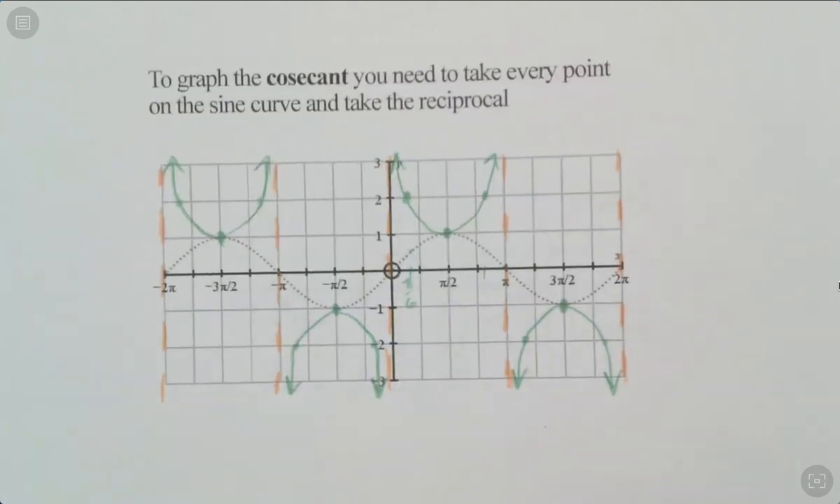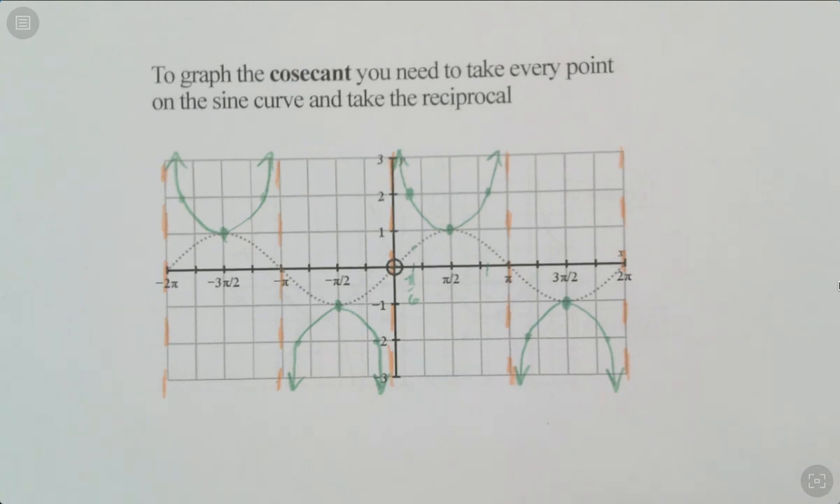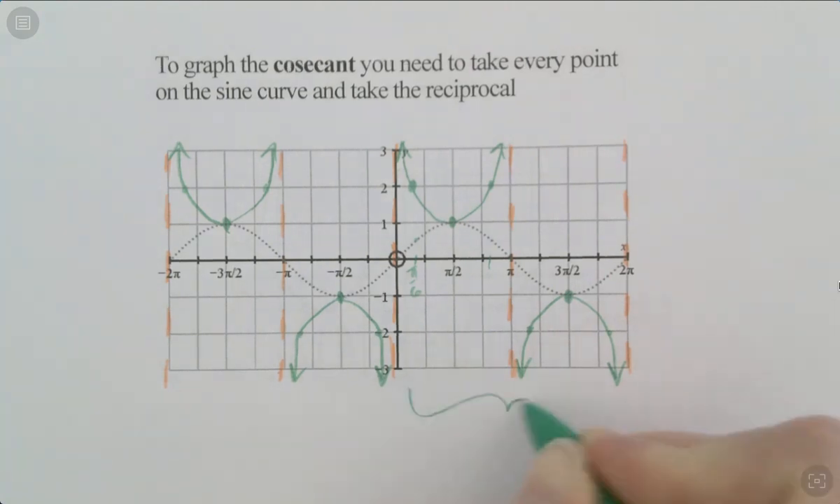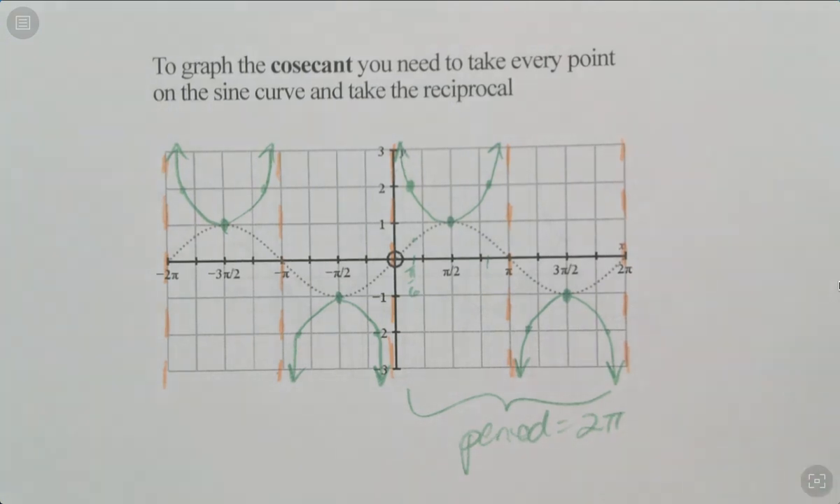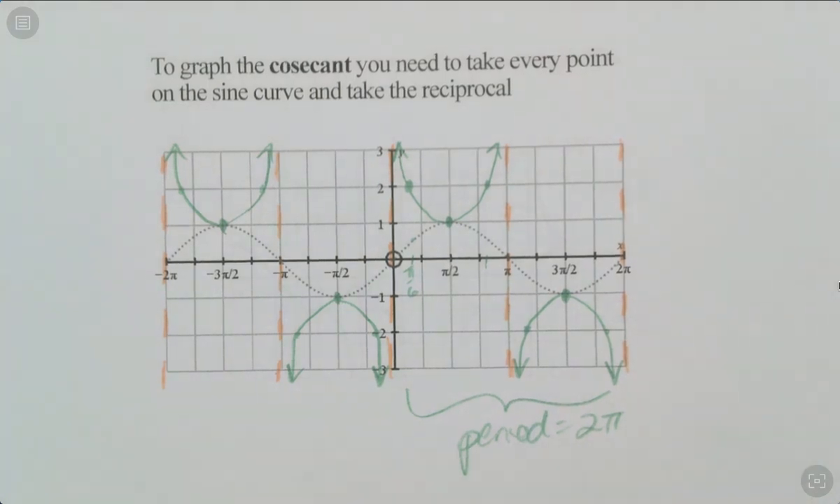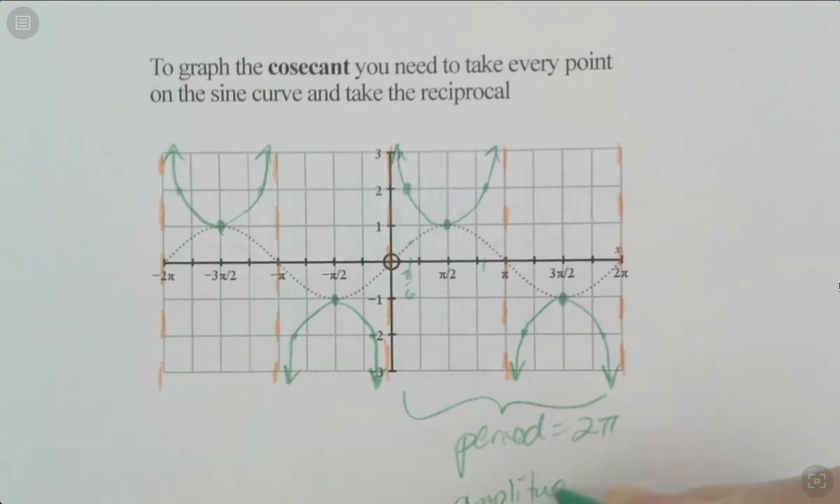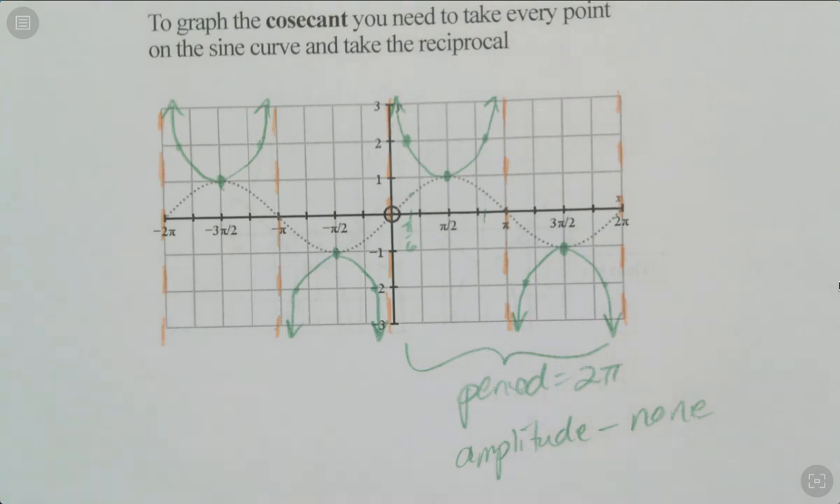What do we think about the period? Mm-mm. It's still 2 pi, because you have to have like one upward facing U branch and another downward facing one. So the whole, all the way from 0 to 2 pi gives you one period. What do we think about amplitude? Just like the tangent and cotangent, there's no amplitude. You can, of course, have a vertical stretch or shrink, but you don't have an amplitude.